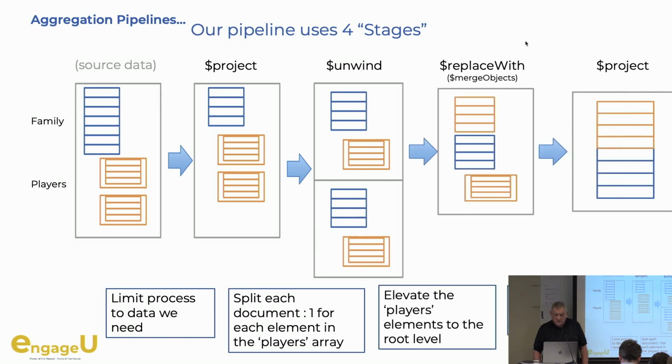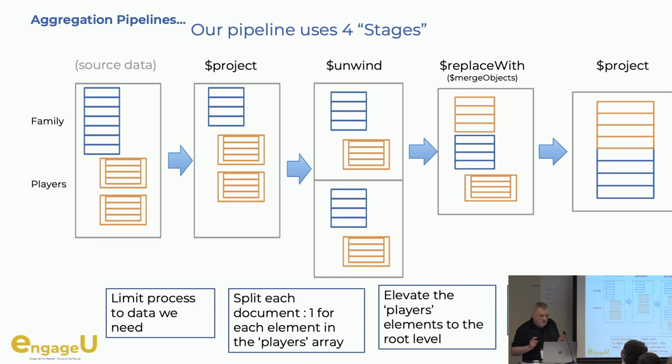And then we do something called replace with, which is an expression that replaces the entire object. In this case, it keeps the root family level and uses something called merge objects to take the player up, which is a calculation that takes the elements of the now single sub-object, which is the player, which is not an array anymore, it's a sub-object, and promotes them to the root level. And then we do another project which actually drops out the player sub-object itself. So we're left with a flat table.